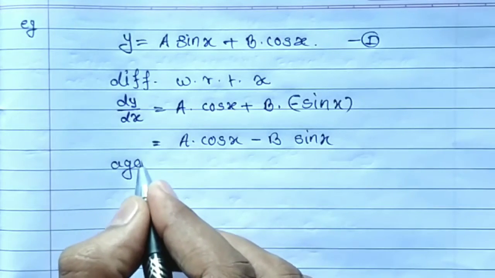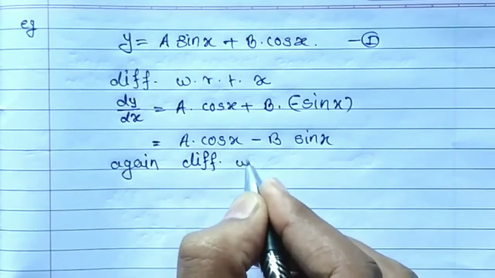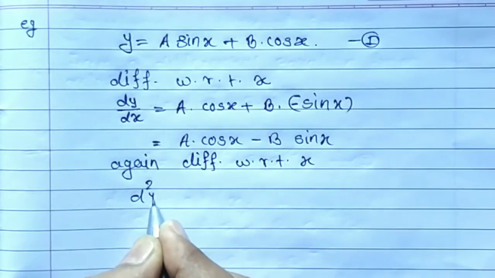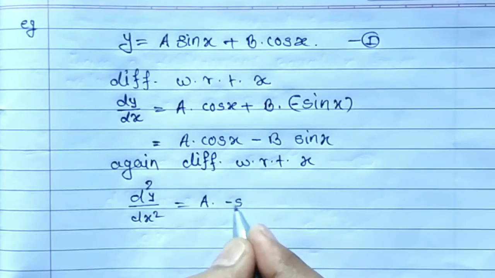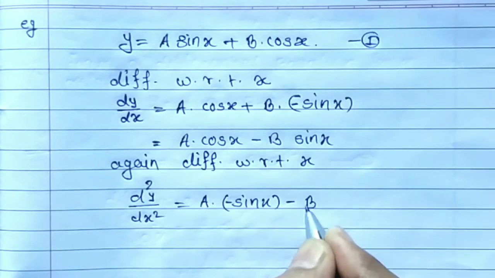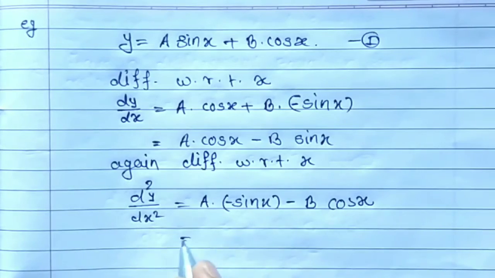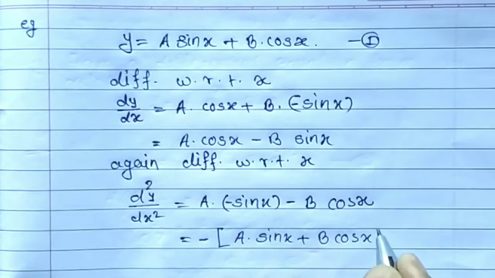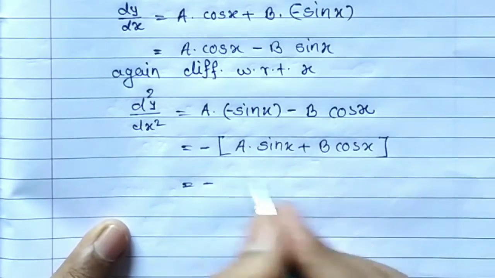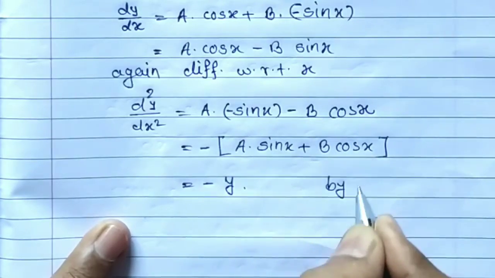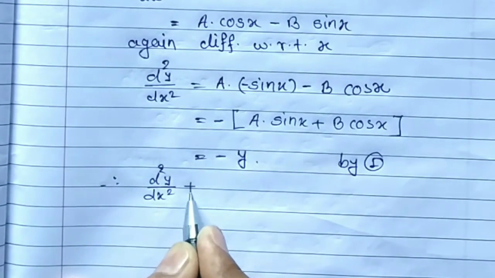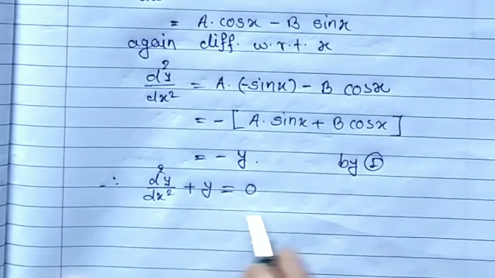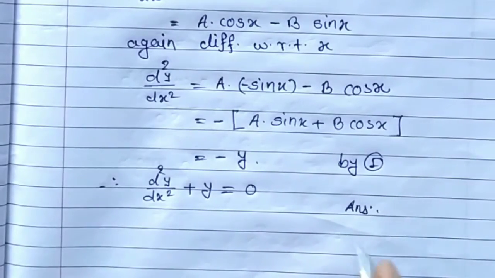Now again differentiating with respect to the same variable x, the left-hand side becomes d square y by dx square, and the right-hand side becomes a into the derivative of cos x, which is minus sin x, minus b times the derivative of sin x, which is cos x. Taking minus outside, it becomes minus of a sin x plus b cos x, and by using equation 1 we can replace the total term in the bracket by y. So we get d square y by dx square plus y equals 0, after changing sides. This is the required differential equation of the relation.